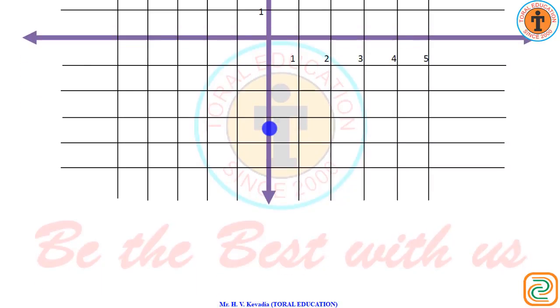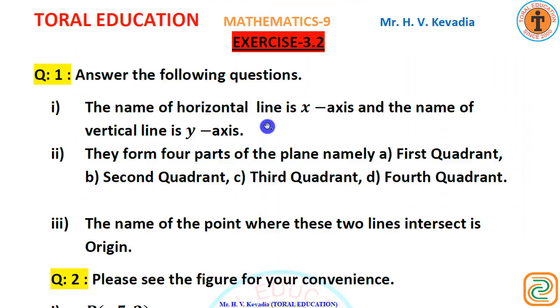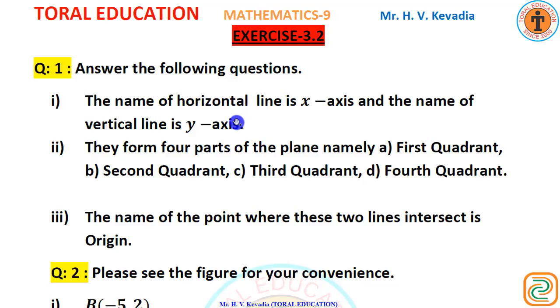Now, exercise 3.2 we are going to take. In some schools, the first exercise is exempted because they do not take it. The second one, write the answer of each of the following questions. So the first question is, what is the name of the horizontal and vertical lines drawn to determine the position of any point in the Cartesian plane? We know that the name of the horizontal line is the x-axis and the name of the vertical line is the y-axis, right?